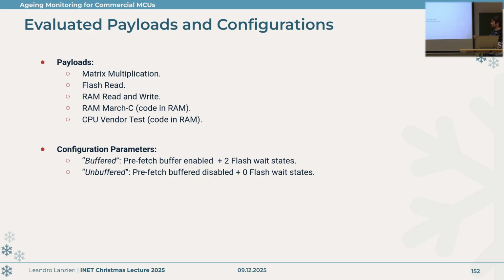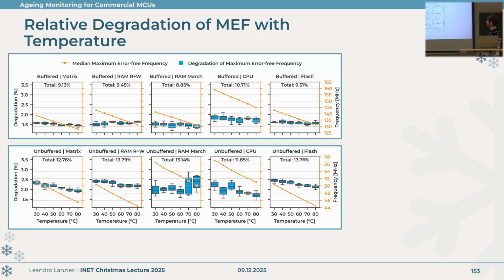All of this is to try to figure out which kind of effect the aging or the degradation has on the different subsystems of the devices. And once we run the experiments, we get this kind of plot, which is a bit too much, so I will explain a bit. In the rows, up and below, we have the buffered and the unbuffered version of the configuration of the device, and in the columns we have the different payloads.